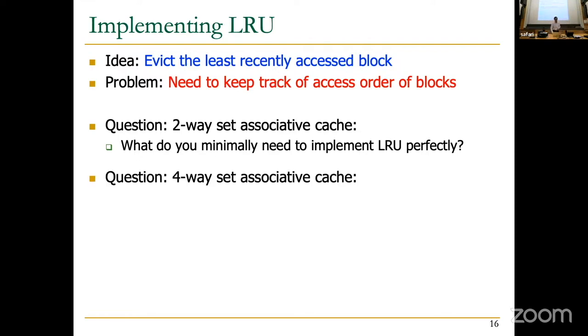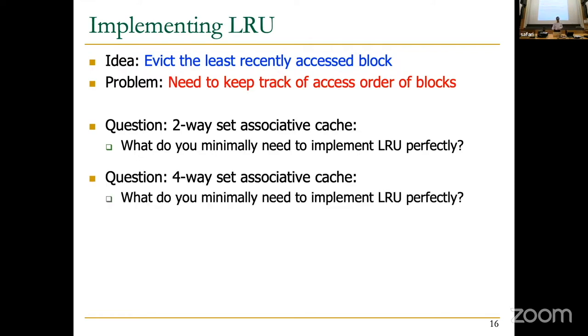Okay, now let's make the question a bit harder. If you have a 4-way set associative cache, how many bits do you minimally need to implement LRU perfectly? Anybody? This is a probability question, actually. If you take a probability and statistics class, these are the questions that you answer over there. Thoughts? Yes. 2 total in the set per block. Yes. That is a correct answer, but it's not a correct answer to this question.